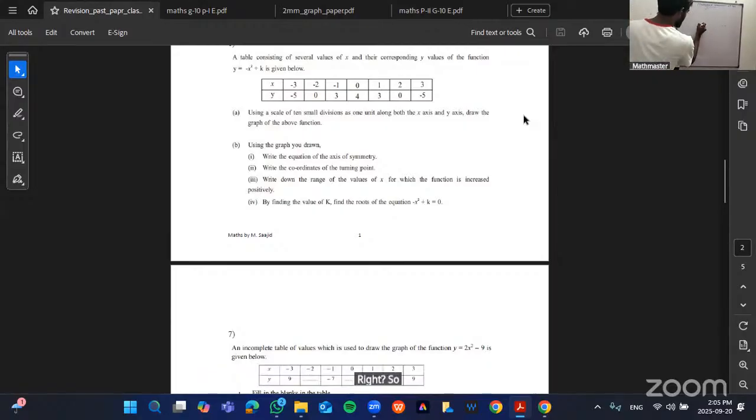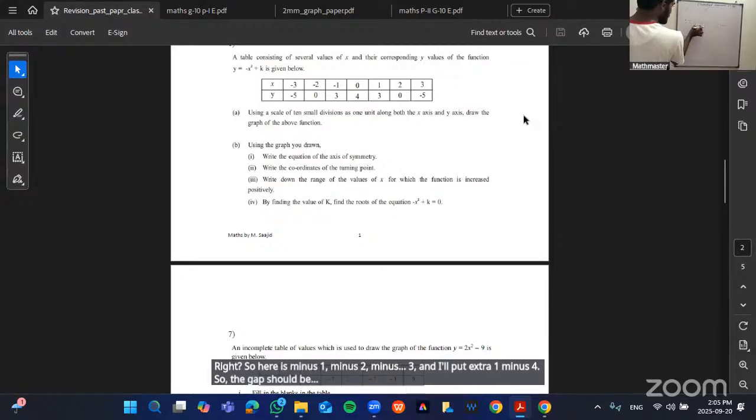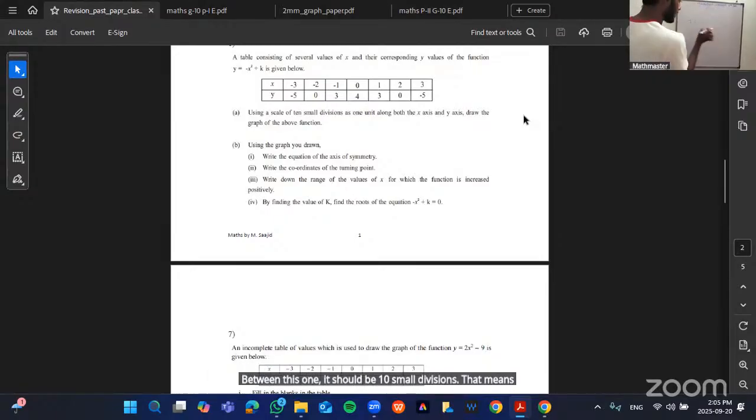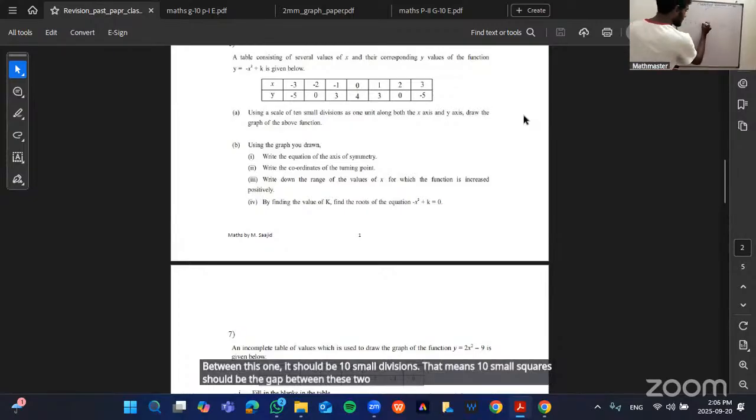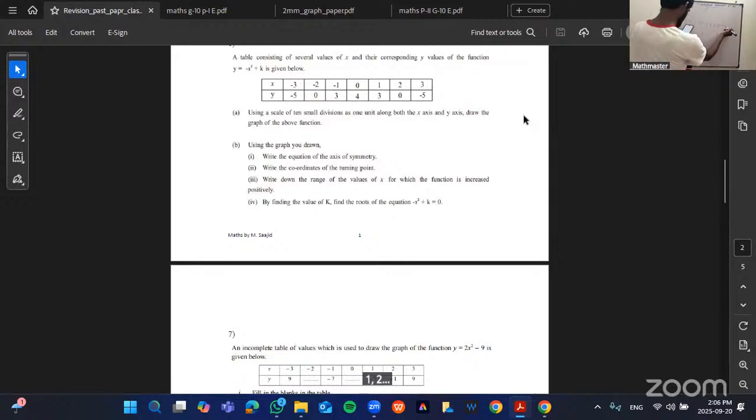So here it's -1, -2, -3, and I'll put an extra one, -4. The gap between these should be 10 small divisions. That means 10 small squares should be the gap between these two. The same thing should be here: 1, 2, 3, 4, 5. The gap between these should be 10 squares. Make sure to keep the gap. Here also 1, 2, 3, 4, 5. All right. Here also -1, -2, -3, -4, and -5.